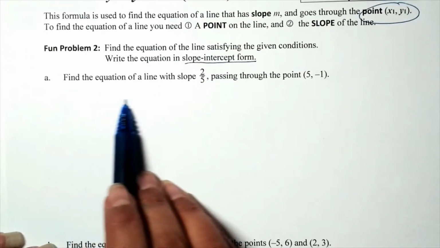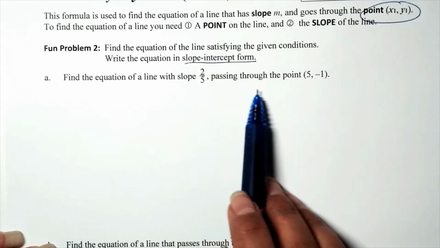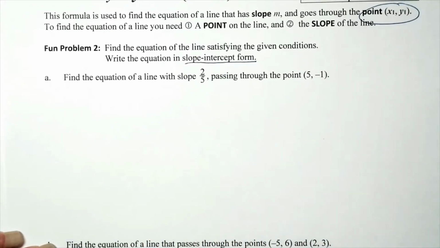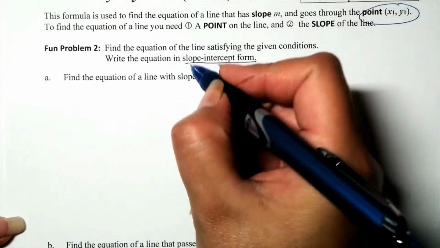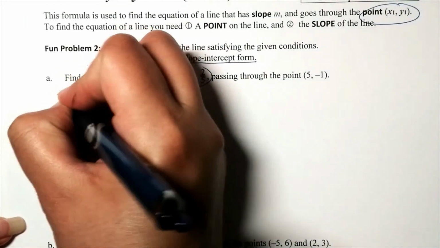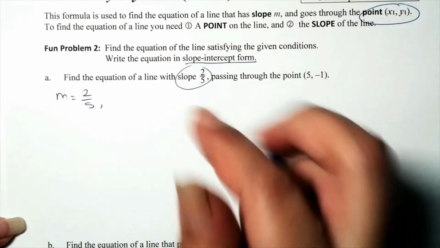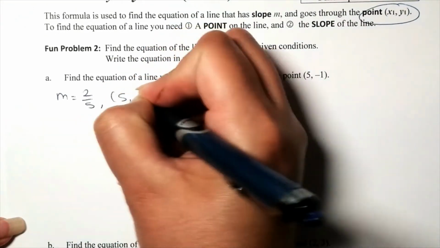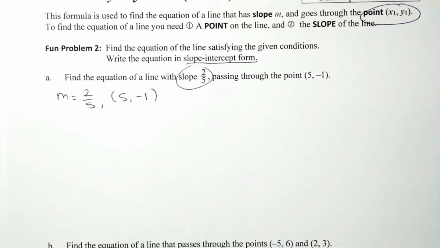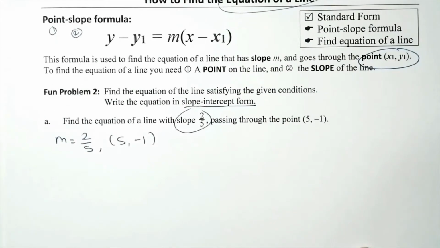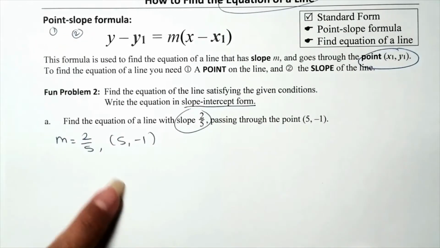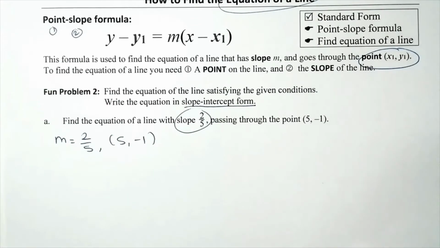Find the equation of a line with slope 2/5 passing through the point (5, -1). This is a lot of words for me, so I'm going to write down the facts. What do I know? We know that the slope is 2/5 and that the line has to pass through this point, (5, -1). To find the equation of a line, what ingredients do I need? Again, we're going to use the point slope formula. We need a point and a slope. We have a point, we have a slope, we have the ingredients that we need to make the cake.